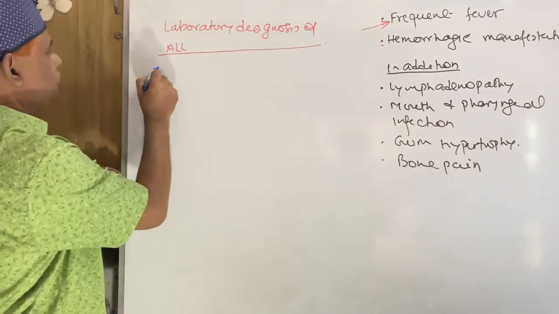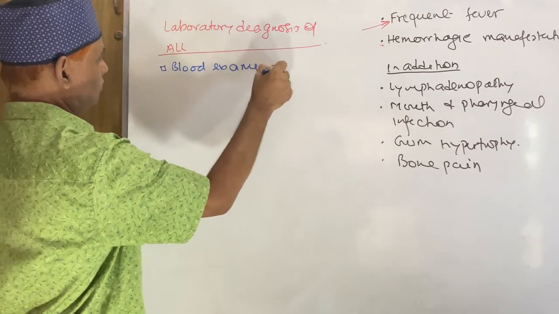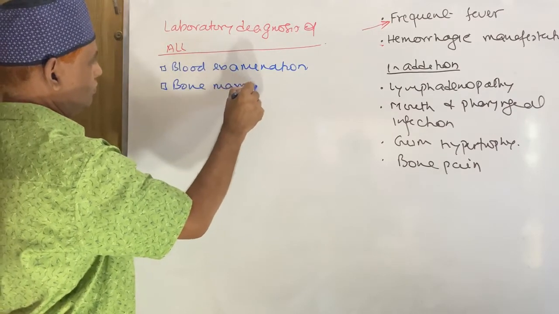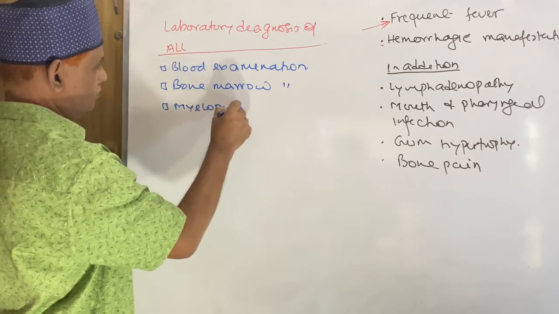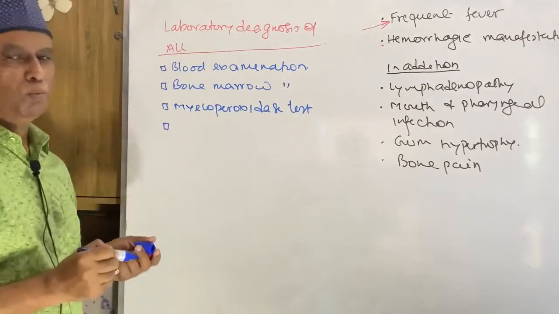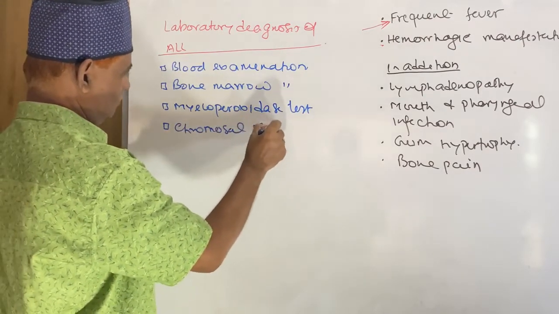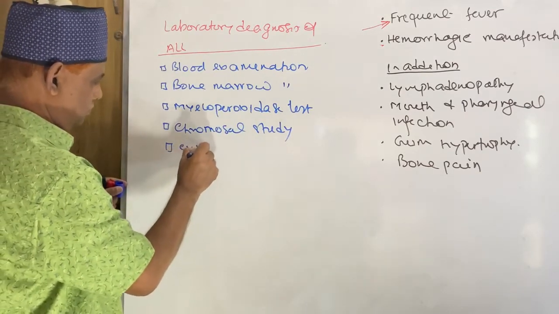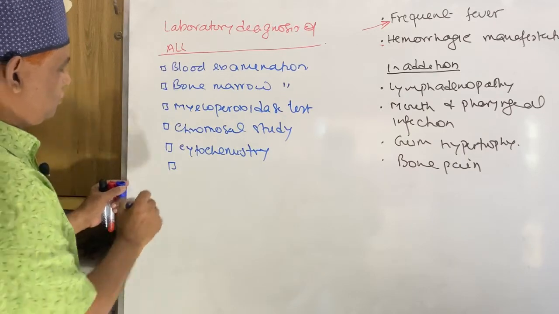We have to do blood examination, then bone marrow examination, then we have to do myeloperoxidase test, then chromosomal study, cytochemistry, and flow cytometry.